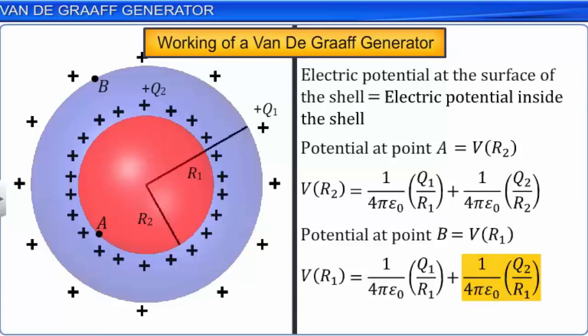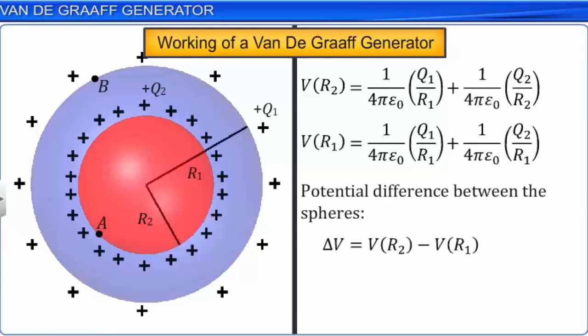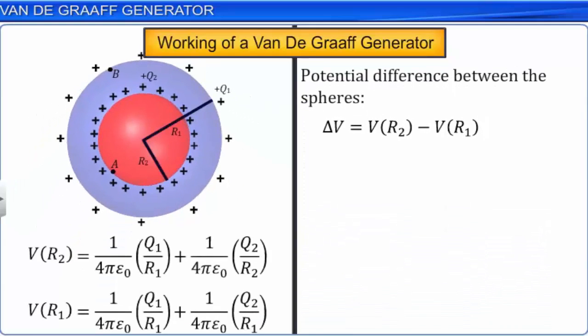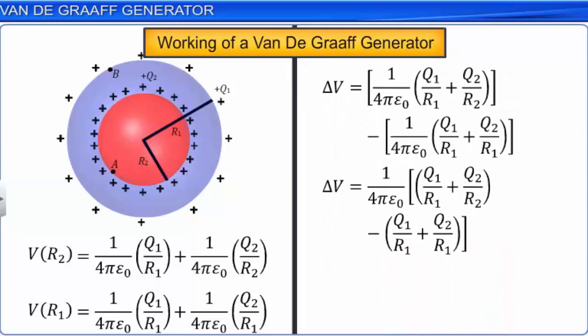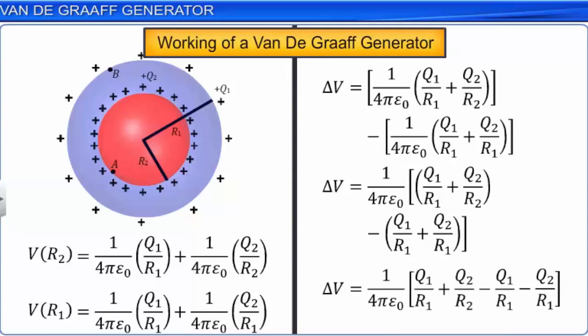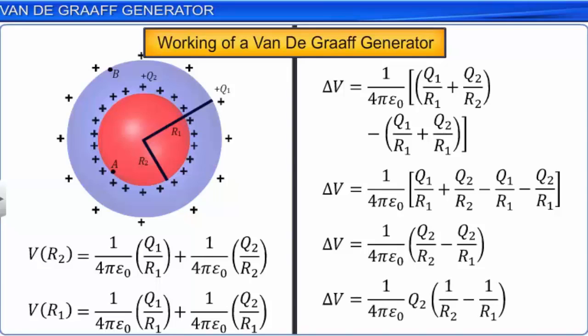The potential difference between the inner and outer spheres is delta V equal to VR2 minus VR1. Substituting the values of VR2 and VR1 in the expression for delta V and simplifying, we get delta V is equal to 1 by 4 pi epsilon naught Q2 into 1 by R2 minus 1 by R1.